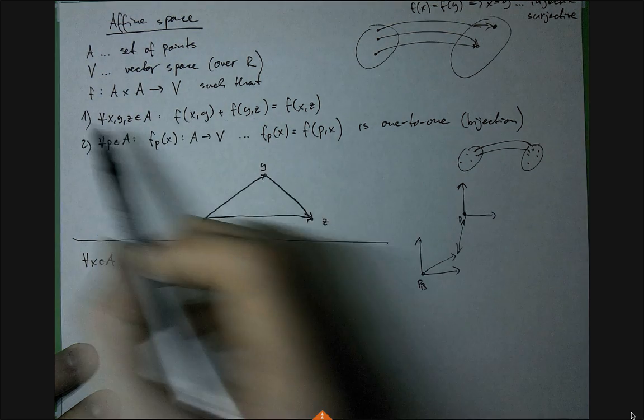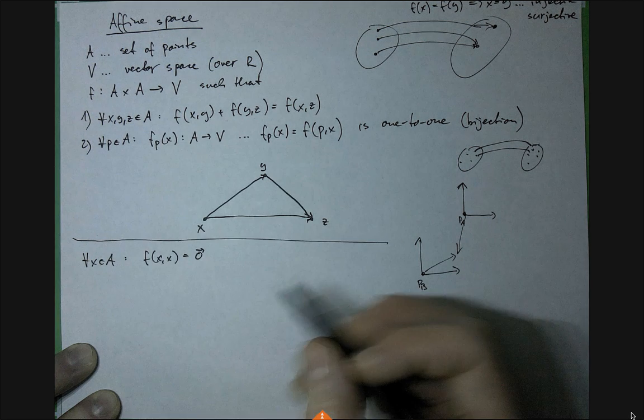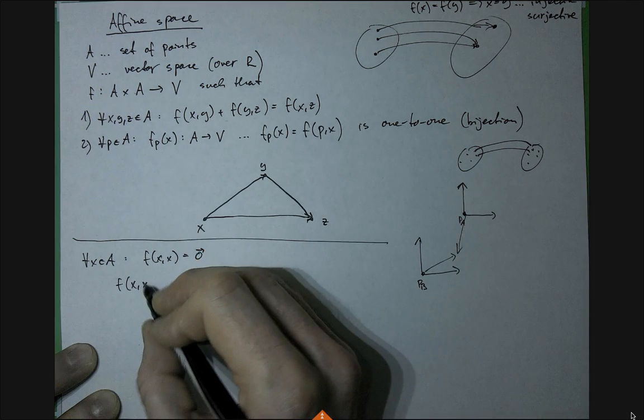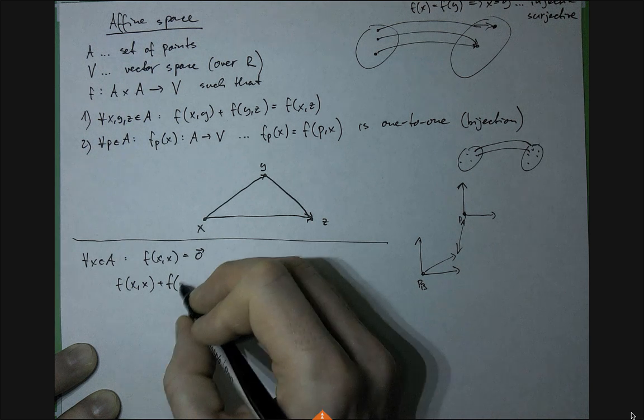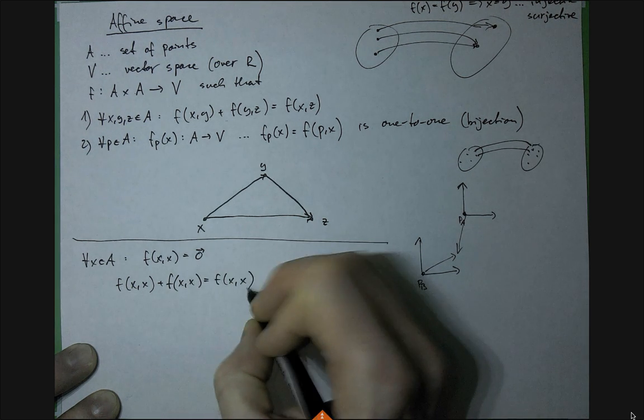I can do that, right? This is true for any x, y, and z. So nothing prevents me from putting there just x, right? I just say that y happens to be x, and z also will be x. Why not, right? That does not prevent me from doing that.